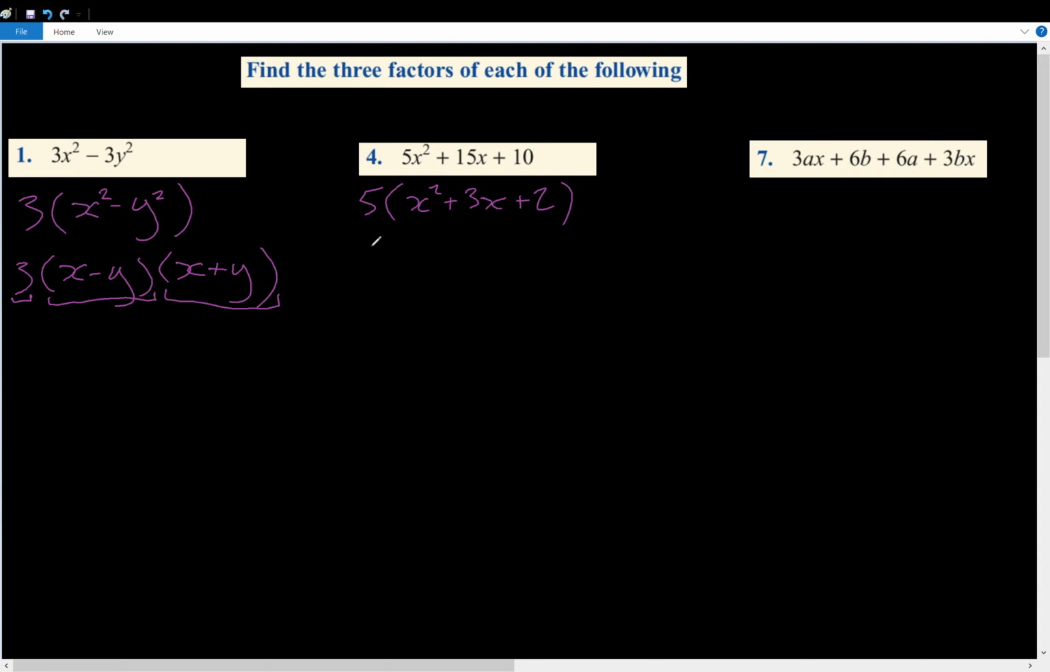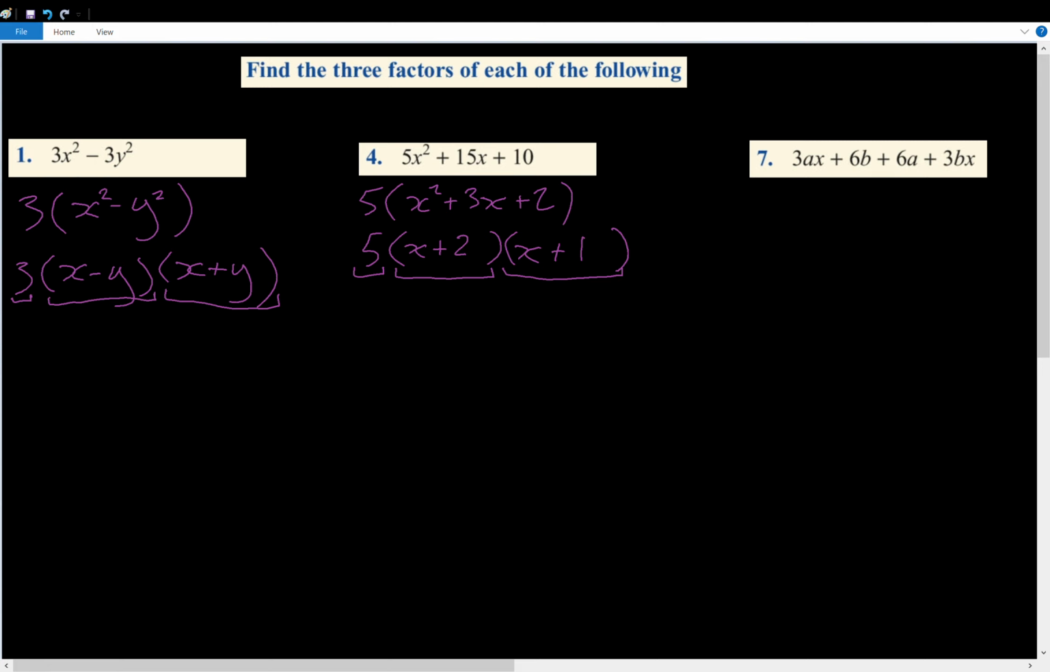And now, inside our brackets, we have a quadratic. So if we factorize that out, we're going to end up with 2 pairs of brackets, like so. And the first term in each bracket are going to be factors of x squared, which is going to be x and x. And the second term in each one are going to be factors of 2 that sum to 3. Well, 2 is prime, so it only has 2 factors. So we're going to have x plus 2, x plus 1. And once again, those are our 3 factors that are being referred to in the question. The 5, the x plus 2, and the x plus 1. Let's take a look at number 7.